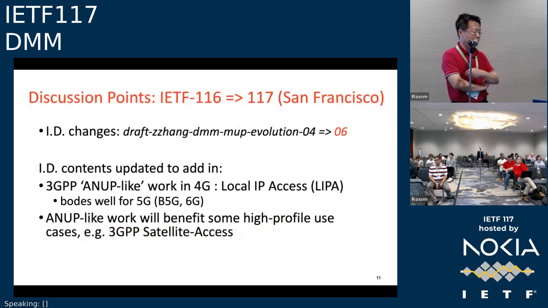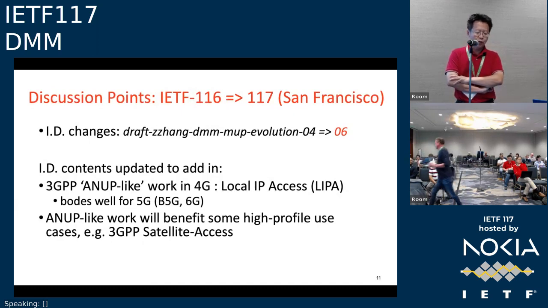Here, I just try to give a disclaimer: we acknowledge the work, and the standard for that part will be done elsewhere. But there is some work that will be involved from the IETF side. This is an update from IETF 116 in Yokohama to 117. In IETF 116, we did a presentation on some ANUPF-like work in 4G called local IP access, and also some high-profile use cases like 3GPP satellite access. We did the presentation without revising the draft. This time we revised the draft, going from 04 to 06, and 05 had some other modifications.